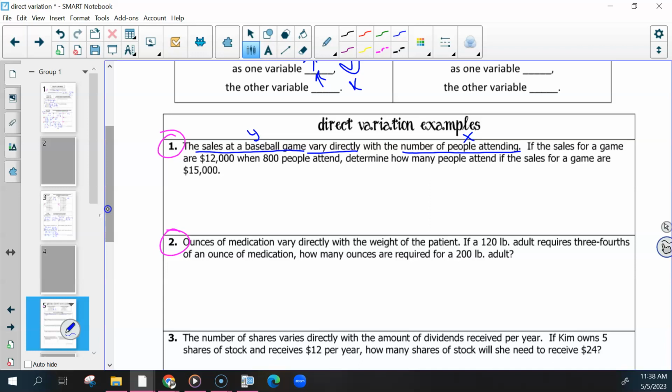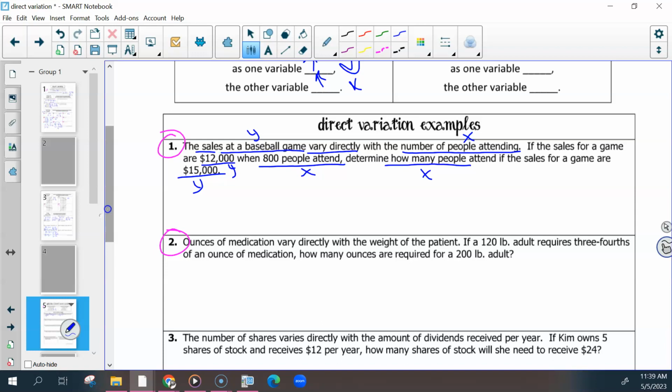And then you have to look at what's given. So the 12,000 is going to be sales. 800 is going to be number of people, so x. You have to figure out how many people, so that's going to be x, if the sales are 15,000. The biggest thing with this is knowing what's x, what's y, not confusing the two, and knowing what you're solving for. Other nice thing about this is you solve this just like we were solving the other ones, the missing variables.